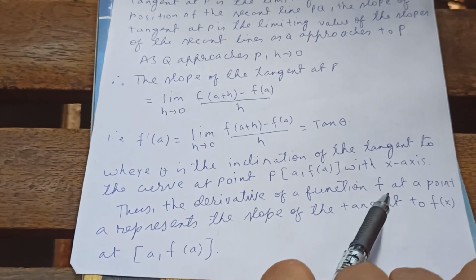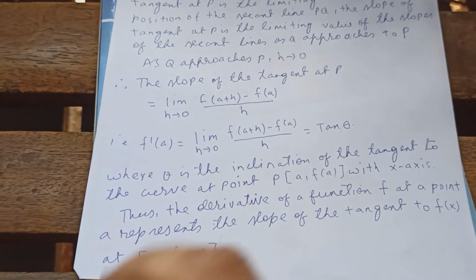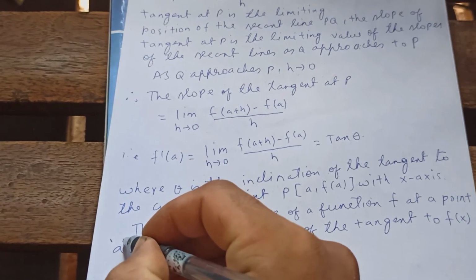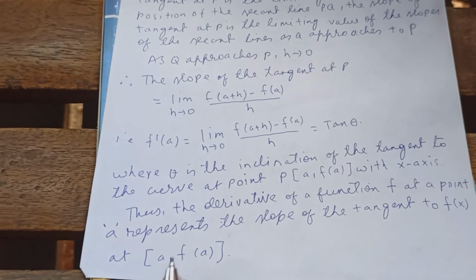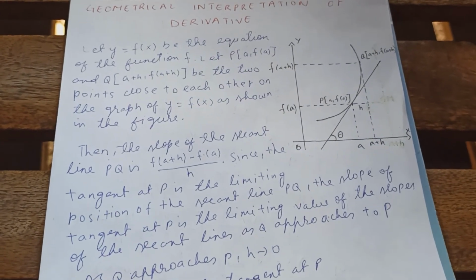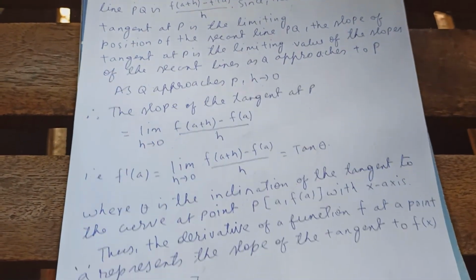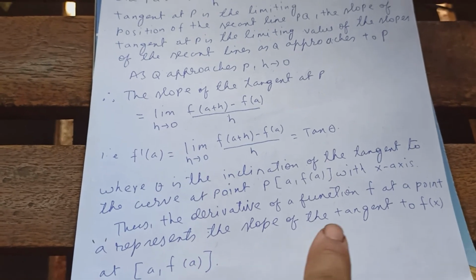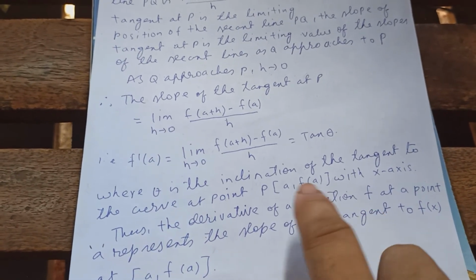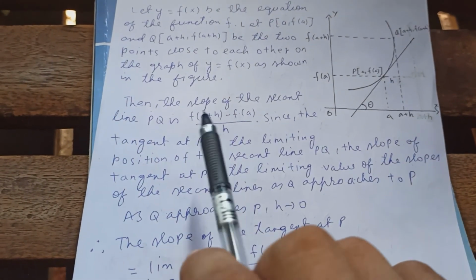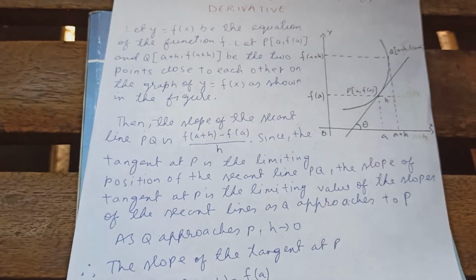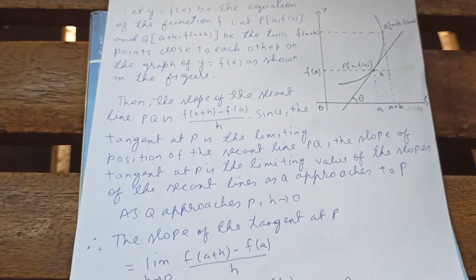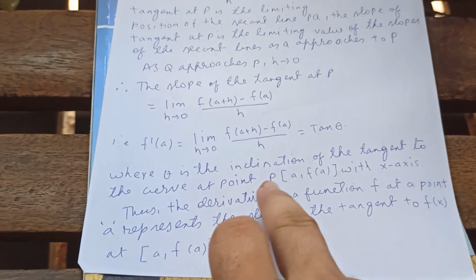Thus the derivative of a function f at a point a represents the slope of the tangent to f of x at a, f of a. So from this geometrical interpretation of derivative, we see that the derivative is nothing but the slope of a tangent at point P, where the coordinate of P is a, f of a. That is the shortest proof for this geometrical interpretation of derivative.